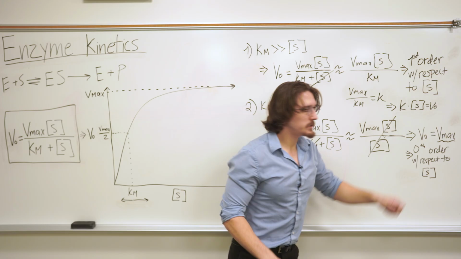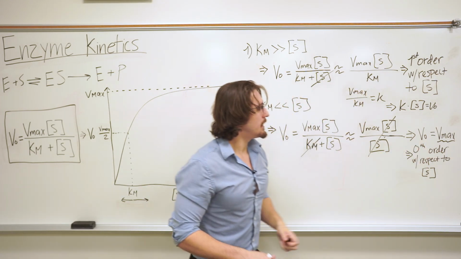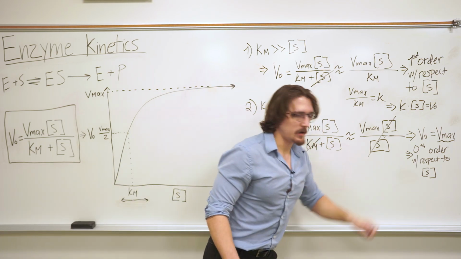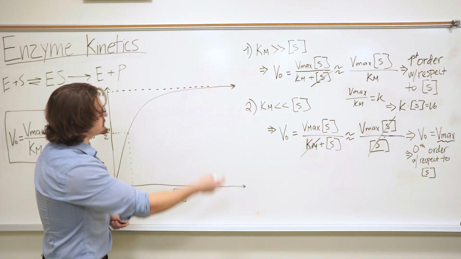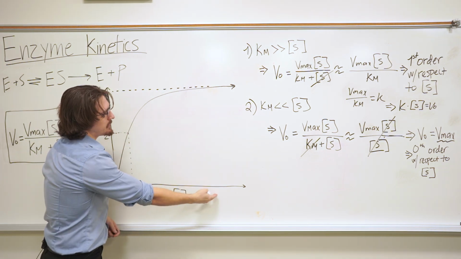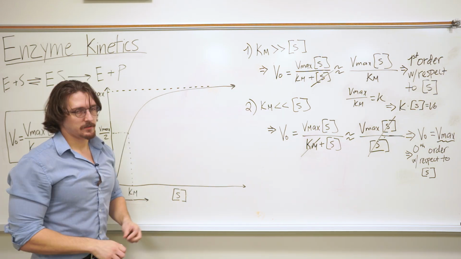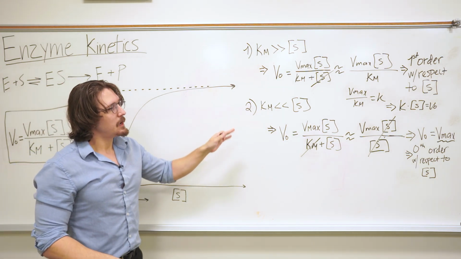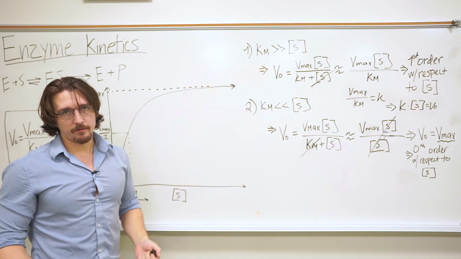So V naught is equal to this constant value Vmax, and there's no reactant in this rate law. So it is now 0th order with respect to the substrate concentration, where the reaction rate is no longer dependent on it. As you can see in the plot, that makes sense, because here we're increasing the substrate concentration, but the rate isn't really increasing at all. So it's 0th order with respect to the substrate. That's important to remember because you very well might get MCAT questions where they give you this plot and ask where it is 0th order or where it is first order.